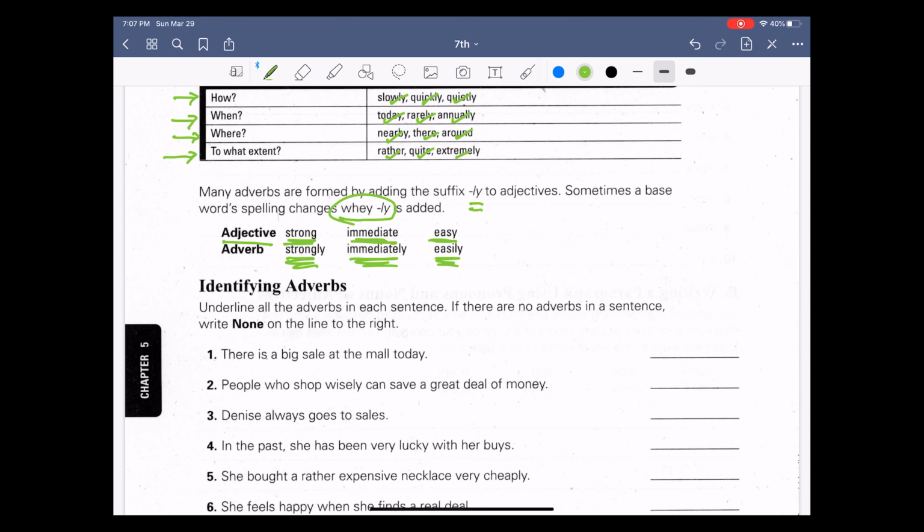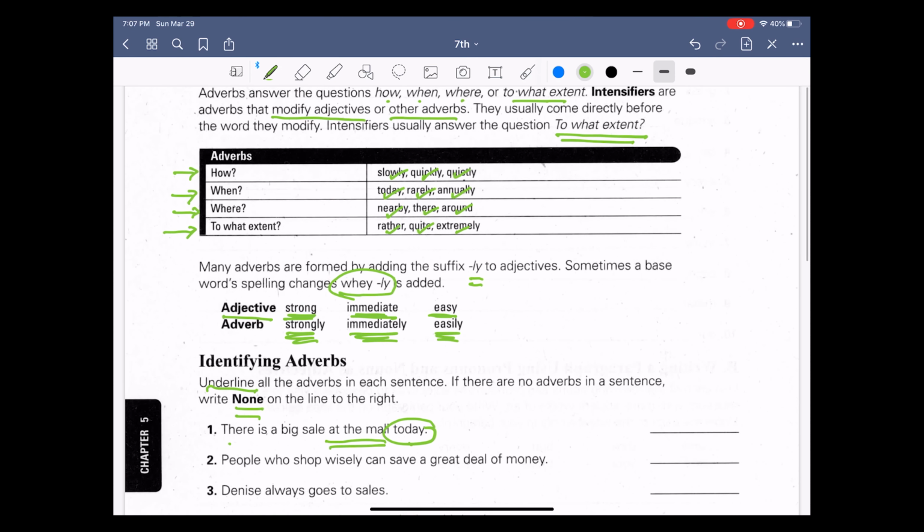Let's go to the activities in your first section. Underline all the adverbs in each sentence. If there are no adverbs in a sentence, write none on the line to the right. There is a big sale at the mall today. There's a big sale at the mall, and when is it? Today. Today is answering when the sale is.